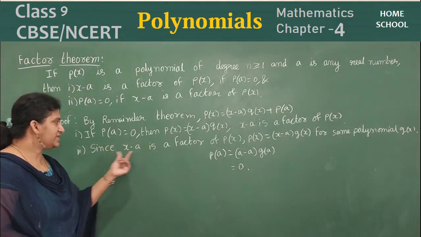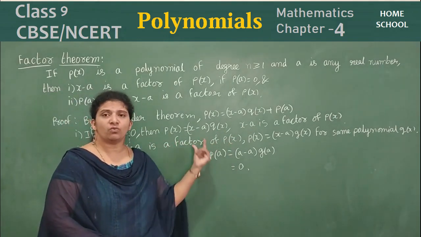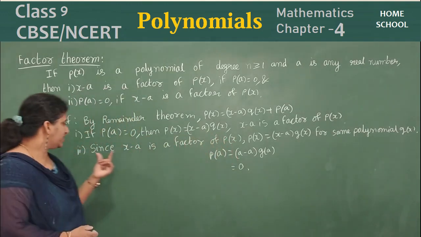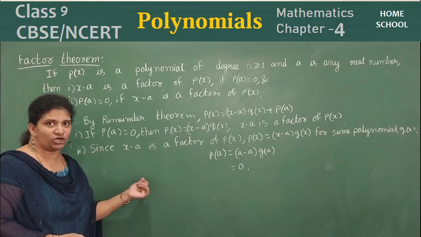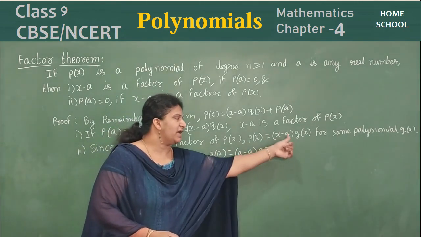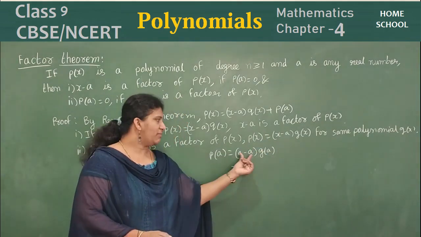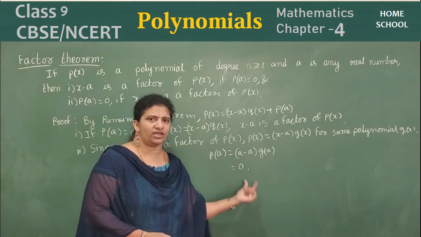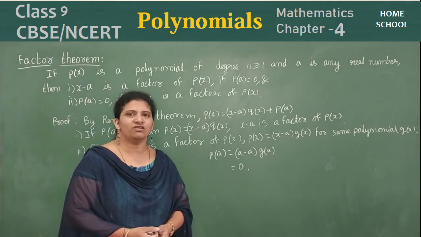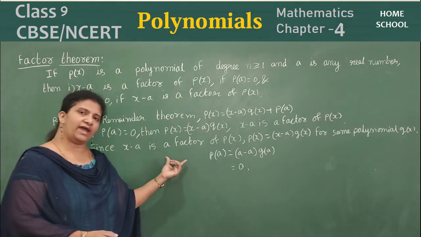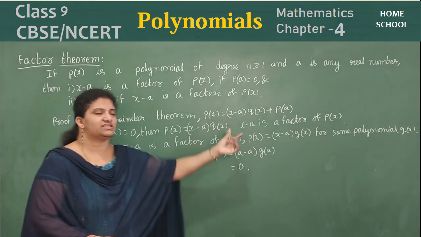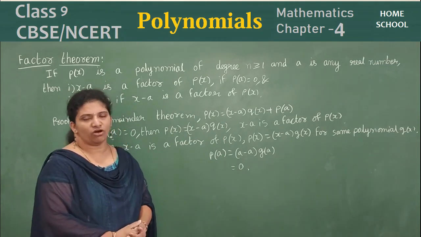Similarly, if x minus a is a factor of p of x, so what happens? x minus a is a factor of p of x. If it is, what is the 0 of this, children? x minus a, x equal to a. That a, if we substitute, what is happening here? a minus a into g of a. a minus a will be 0. 0 into anything will be 0. Then what did you get here? Therefore, p of a is also 0. If x minus a is a factor, then p of a will be 0. If p of a is 0, then x minus a is a factor of p of x.